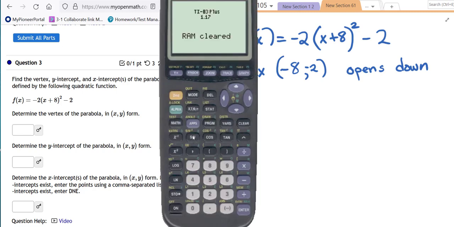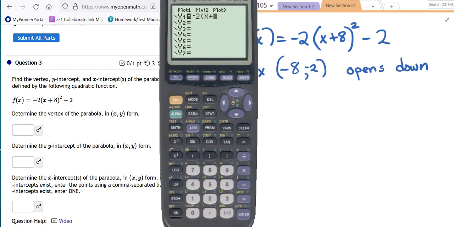And let me make sure. Oh, I was using my calculator, not this one. So this one should have nothing in it. So negative 2, parentheses, x plus, and I need to make sure that whole thing is showing for my video. x plus 8, close parentheses, to the second power, minus 2. And we'll go ahead and graph it. All right. This gives us some information right here.